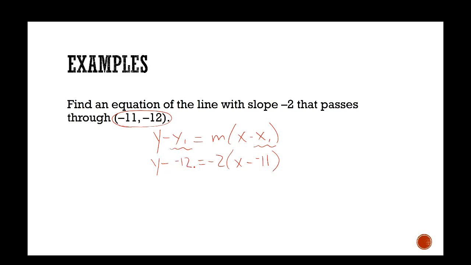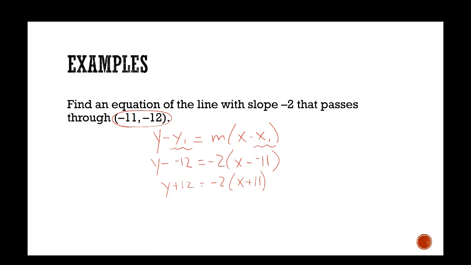Now, again, be careful when you have subtraction in a formula and then you're plugging in a negative. Make sure that when that happens, you end up with a plus at the end. So what this really says is y minus -12, which is y plus 12. And then we have x plus 11. So I'm just going to simplify it so we can get rid of those double negatives.